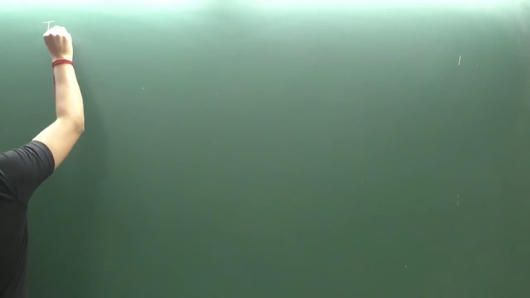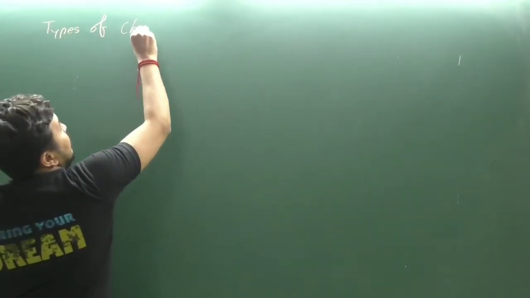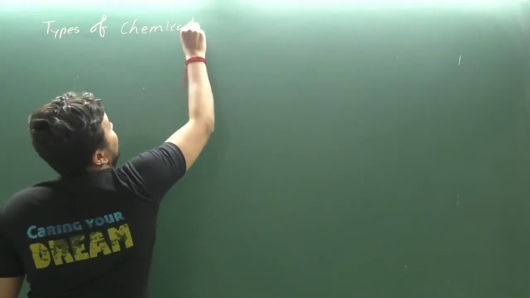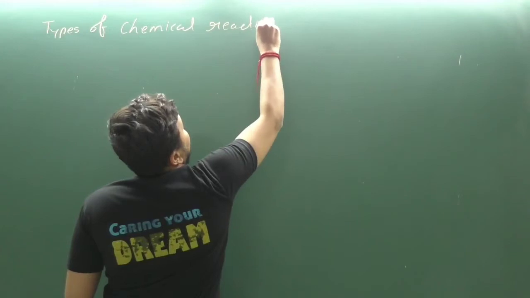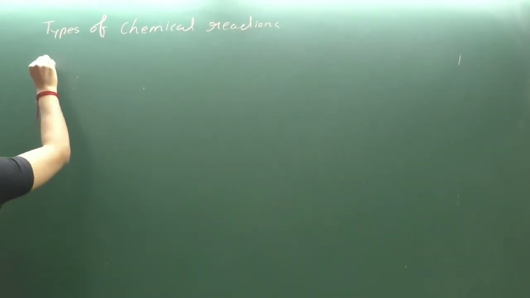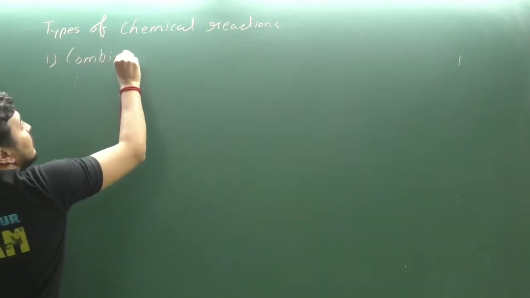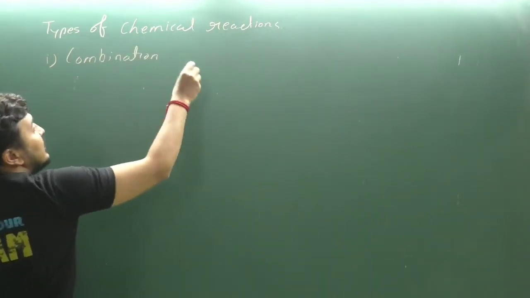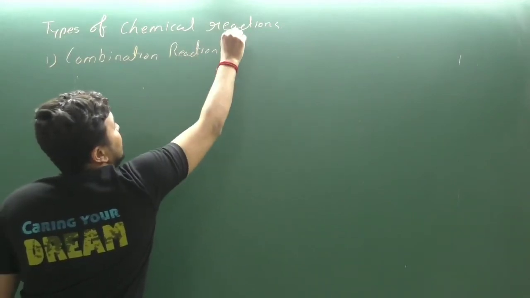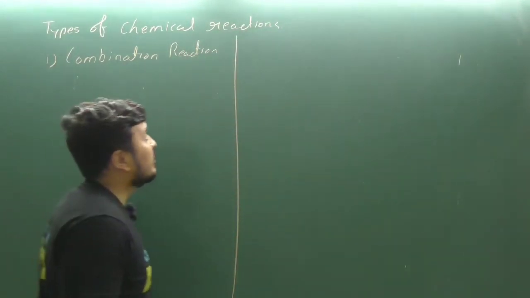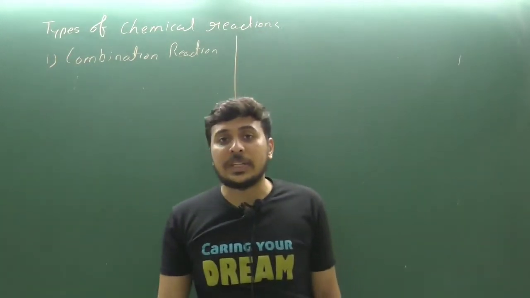Today we are going to learn about types of chemical reactions. So the first type is the combination reaction. Note down the definition of the combination reaction.